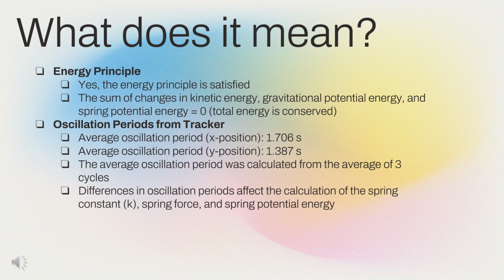And for the oscillation periods from the Tracker, the average oscillation period for the X position was 1.706 seconds, and the average oscillation period for the Y position was 1.387 seconds. The average oscillation period was calculated from the average of 3 cycles. And differences in oscillation periods affect the calculations of the spring constant K, spring force, and the spring potential energy.